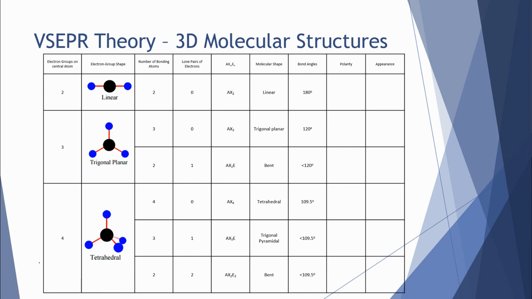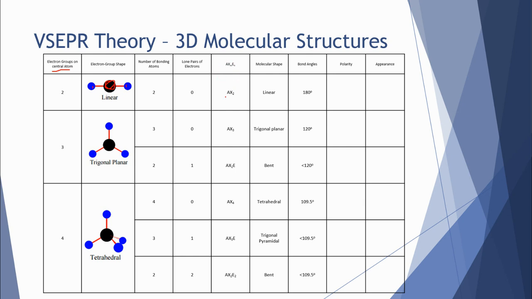So I would recommend pausing the video, taking a picture of these molecular structures on this slide and the next slide. This is a really, really great reference. It shows the electron groups on the central atom. So how many groups, so this could be lone pairs or bonds, does the central atom have? So in a linear atom, this central atom only has 2 electron domains. The number of bonding atoms could be 2. These 2 blue balls are bonding atoms. The number of lone pairs of electrons is 0. It only has 2 domains, and both of those are bonding.